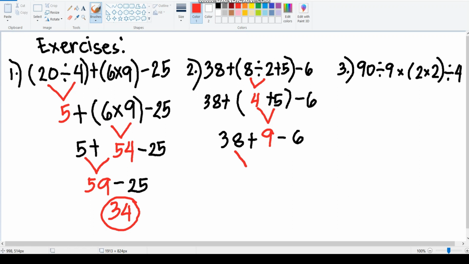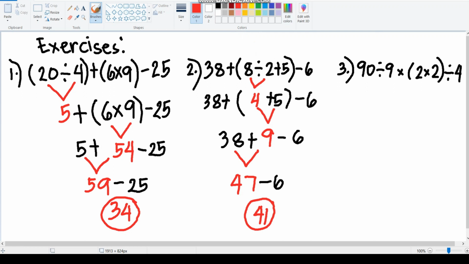38 plus 9, that will be 47. And what will happen to minus 6? Just copy it. Now simplify your answer. 47 minus 6, that will be 41. And that is our final answer.